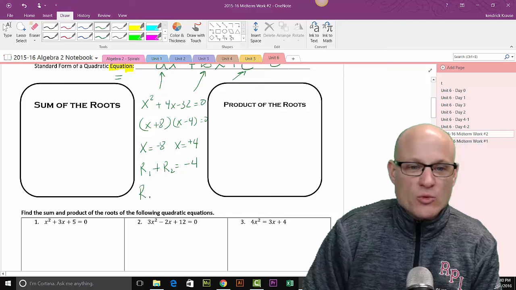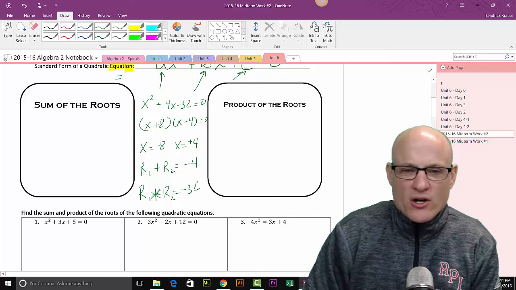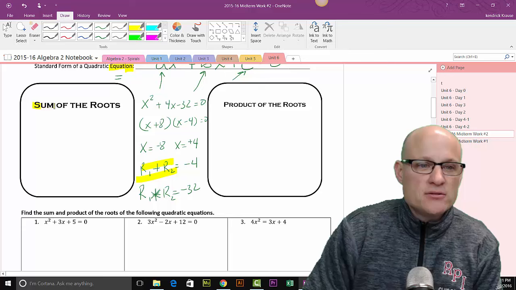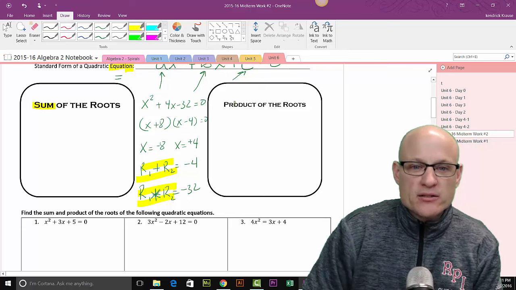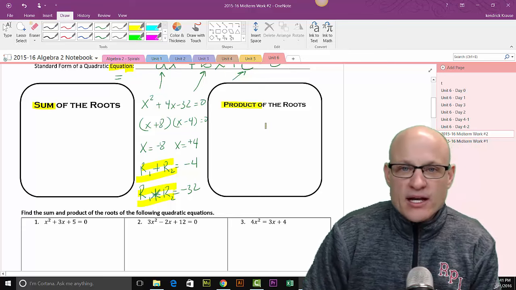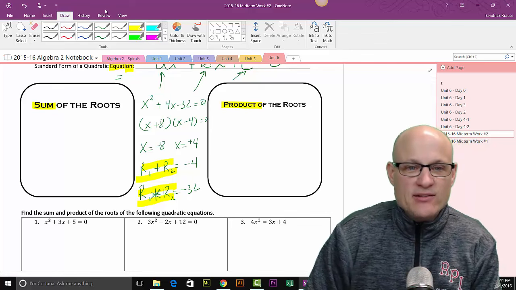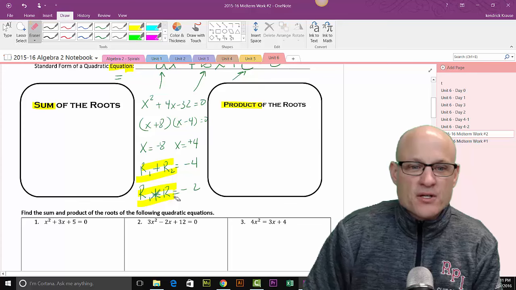And if I took root 1 and I multiplied by root 2, I would get negative 32. That's all we're talking about. We're talking about the sum and product of the roots. Now, sometimes it's not that easy. Sometimes it's not as easy as what I just did there.